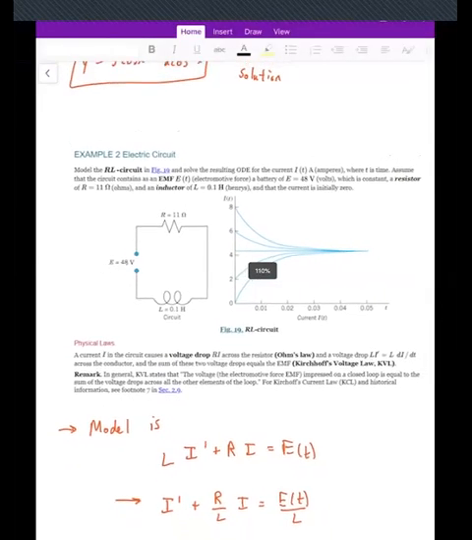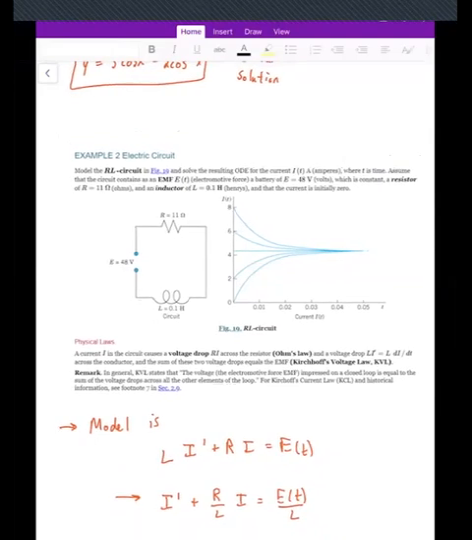Hey guys, welcome. So today we're going to talk about some applications of some linear ODEs. We're going to talk about an electric circuit model, and then we'll also talk about a changing level of hormone model as well.